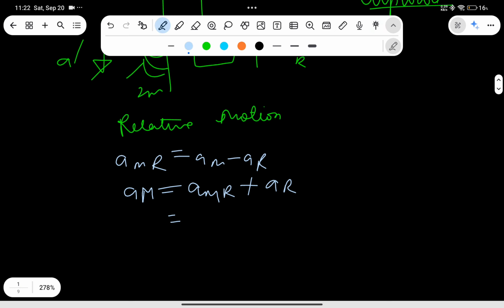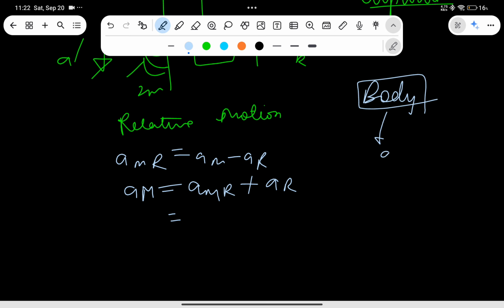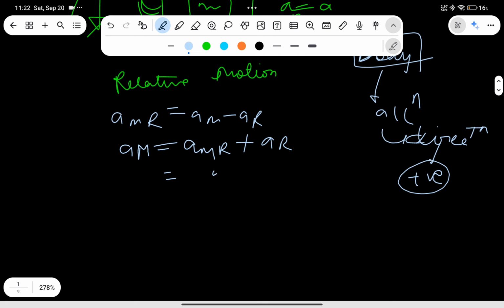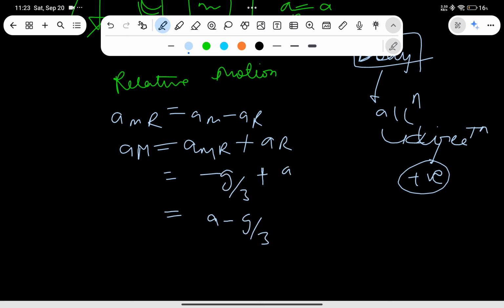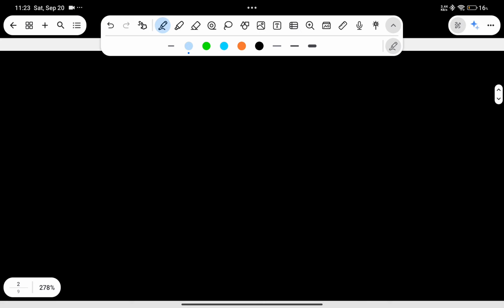You have to write the body on which you're going to apply motion, and see its acceleration and direction. So I assume the acceleration direction is positive. Because it is upwards, g by 3 becomes minus g by 3, plus it is downward a, so it will become a minus g by 3, and then we are going to solve it by writing the equations.